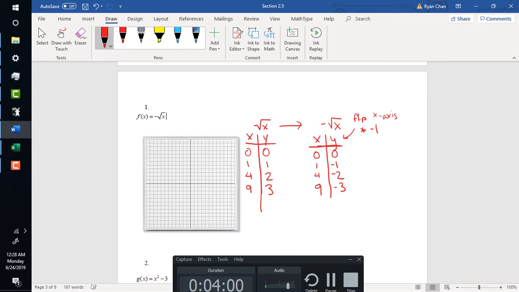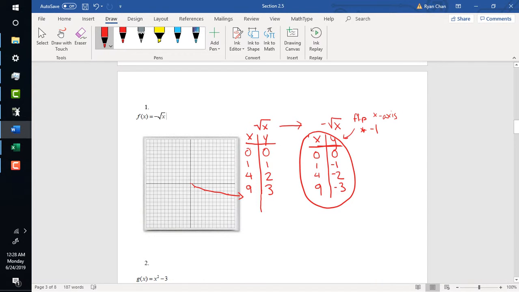And then we can sketch. So I have 0, 0, 1, -1, 4, -2, and 9, -3. So it looks like this. Once you're done with all your transformations, these are the points you'll use to graph your function here.